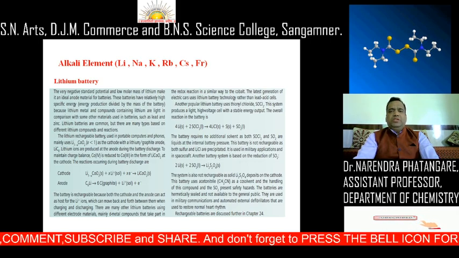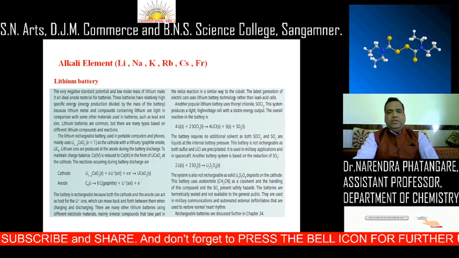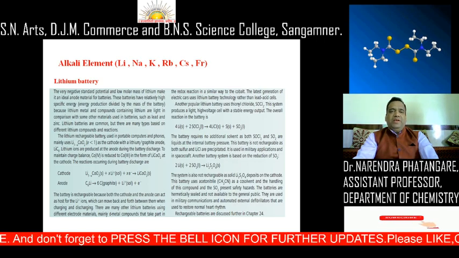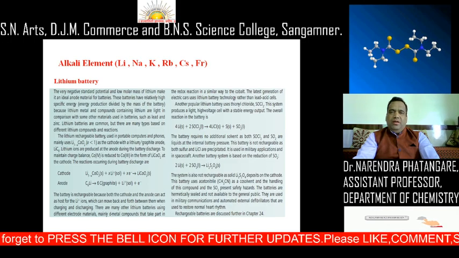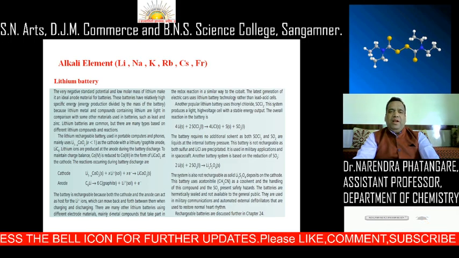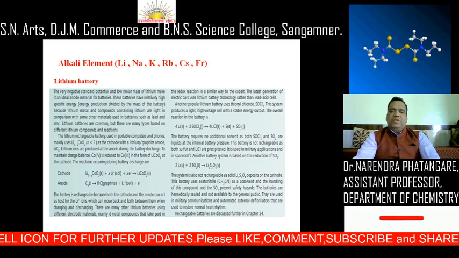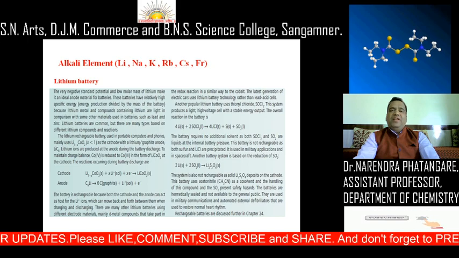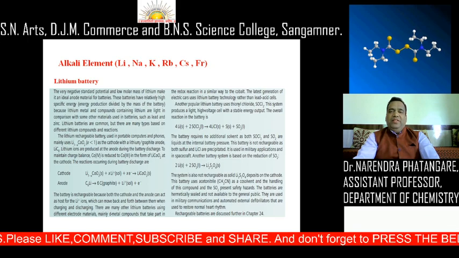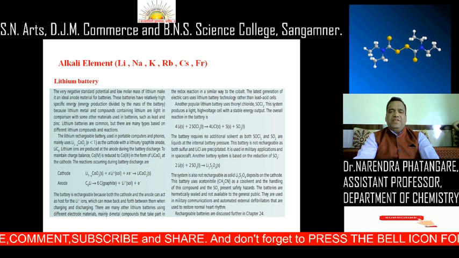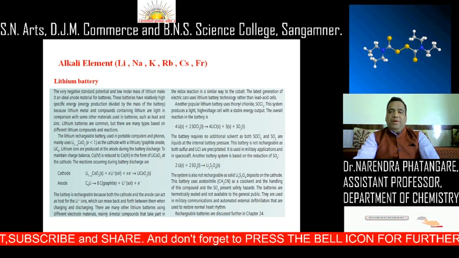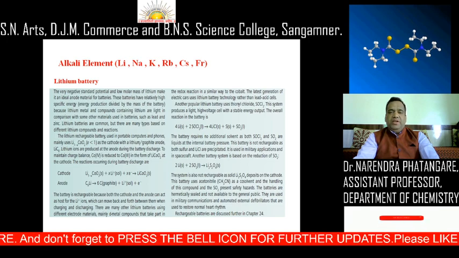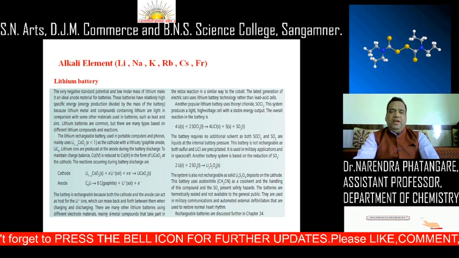Then, the last year's Nobel Prize was for the invention of the lithium battery. And dear friends, it is very important to know the basics about the lithium battery. The very negative standard potential and low molar mass of lithium make it an ideal anode material for batteries. These batteries have relatively high specific energy because lithium metal and compounds containing lithium are light in comparison with some other materials used in batteries, such as lead and zinc.